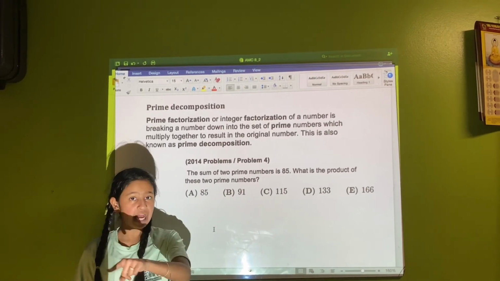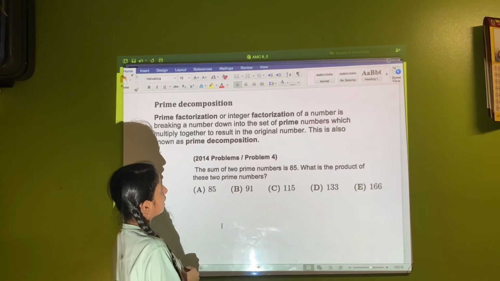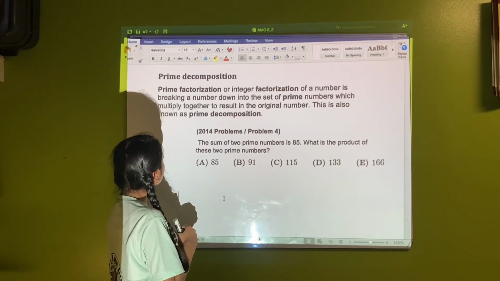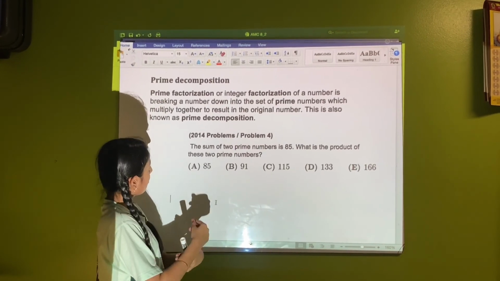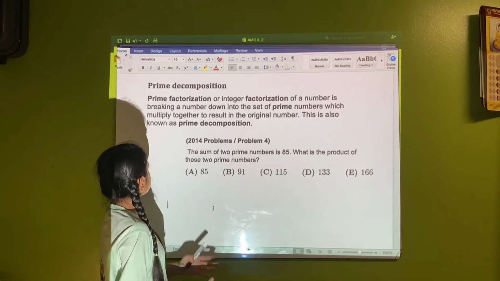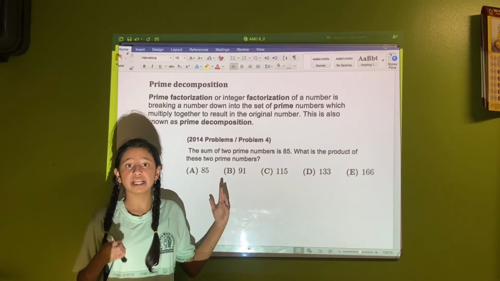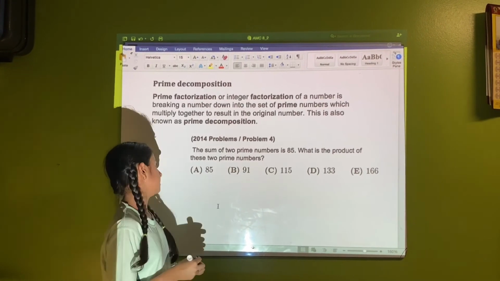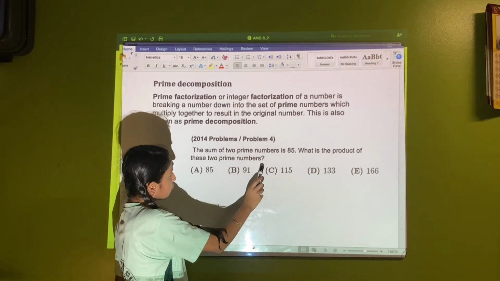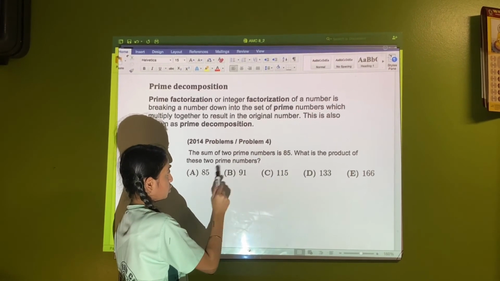Now, prime decomposition. Prime factorization or integer factorization of a number is breaking a number down into a set of prime numbers which multiply together to result in the original number. This is also known as prime decomposition. We're going to do this problem to help explain prime decomposition a little bit, but this is also our first problem. The sum of 2 prime numbers is 85. What is the product of these two prime numbers?